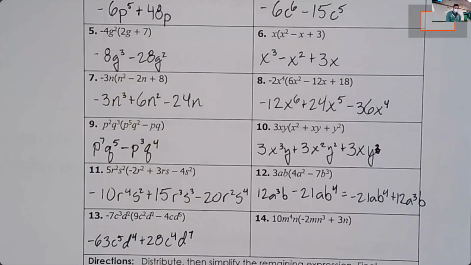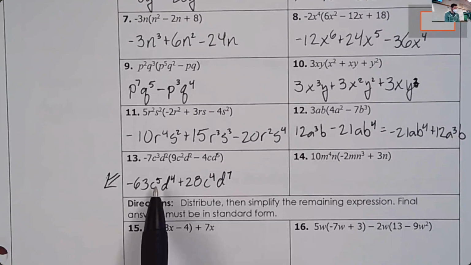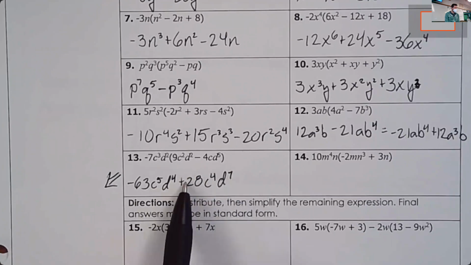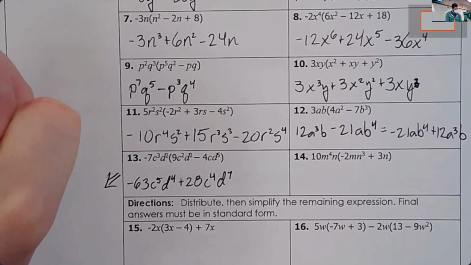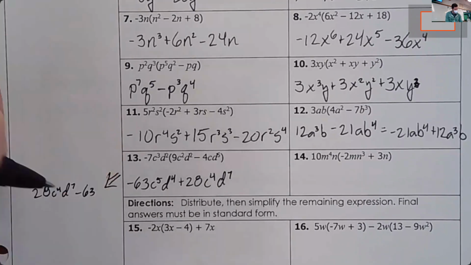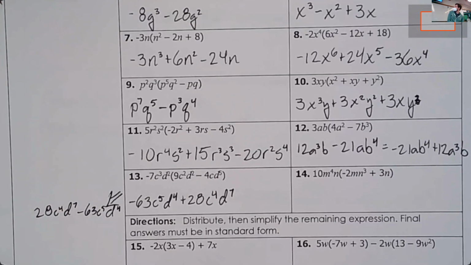All right, now, looks like there's one more thing to do, which I didn't really leave myself enough room for, but we'll just go over here. And that's because 5 plus 4 is 9 and 4 plus 7 is 11. So this one actually has more exponents in the end. So we're going to write 28, C to the fourth, D to the seventh, minus 63, C to the fifth, D to the fourth. So we'll flip-flop those around to make sure we're in standard form. Highest amount of exponents first, and then it goes down from there.